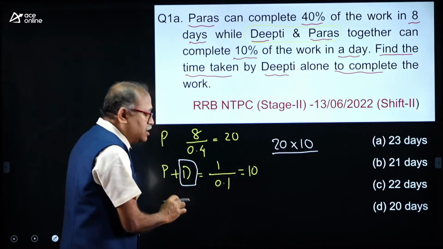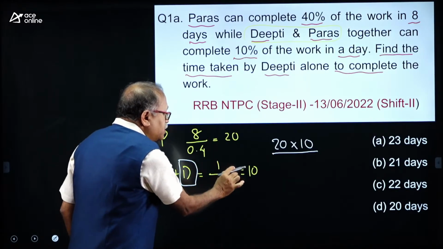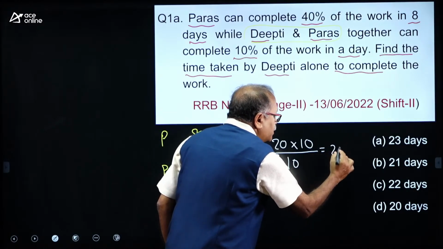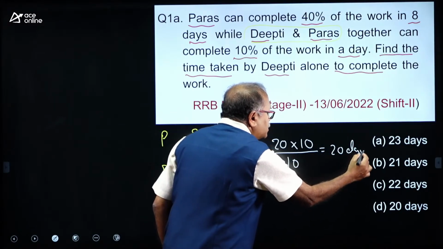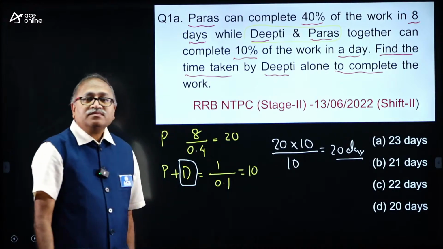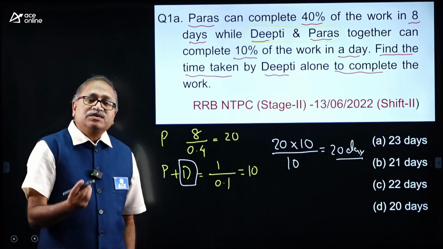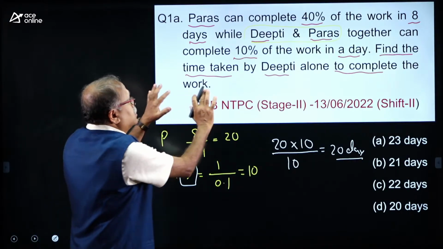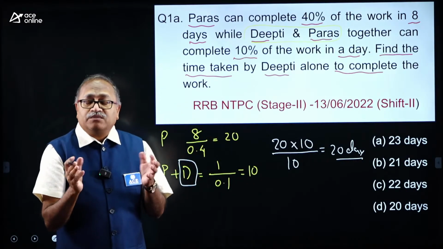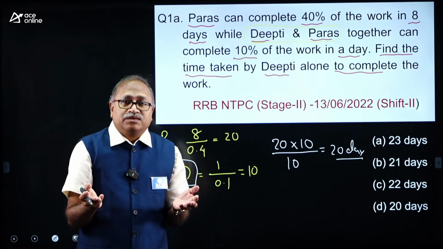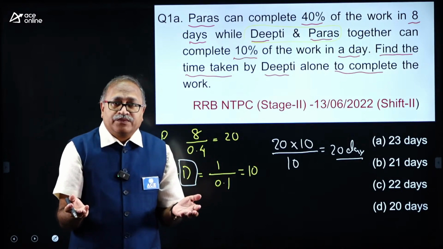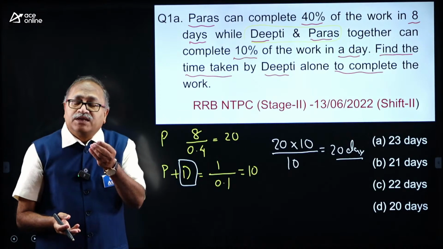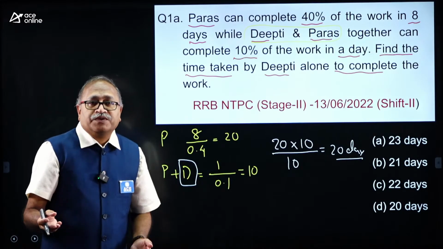20 into 10, I need for D. So 20 minus 10, that is 10. So D can complete the work in how many days? 20 days, that's all. So the question can be answered within 10 to 15 seconds after reading the text. Hope you understood this, with a minimum possible writing, how we can answer this question.